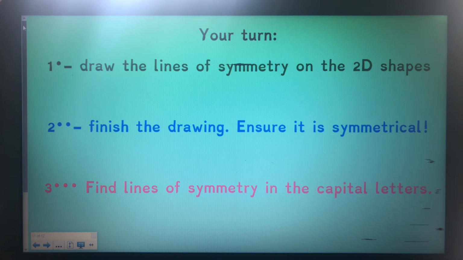Otherwise, where your line is wonky, it is not going to show me it's symmetrical because it's not going to be a mirror image or equal on the other side.